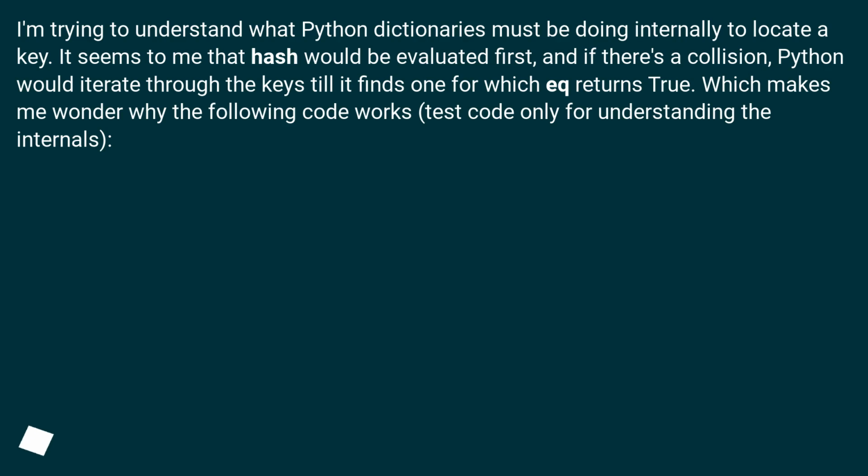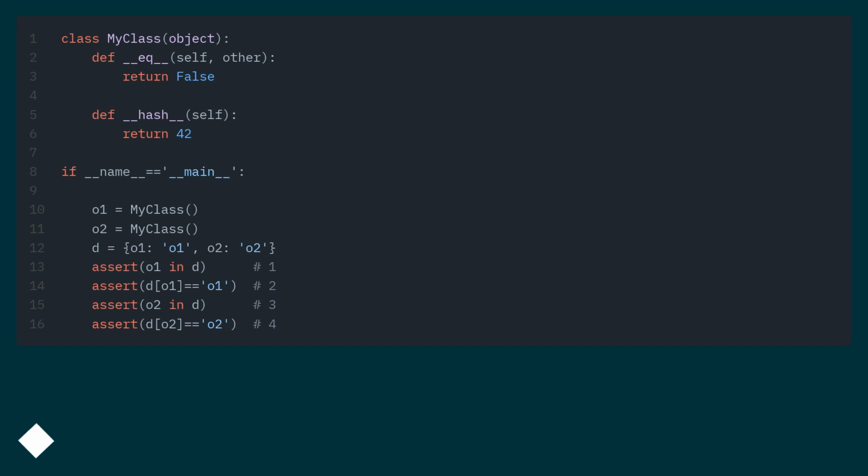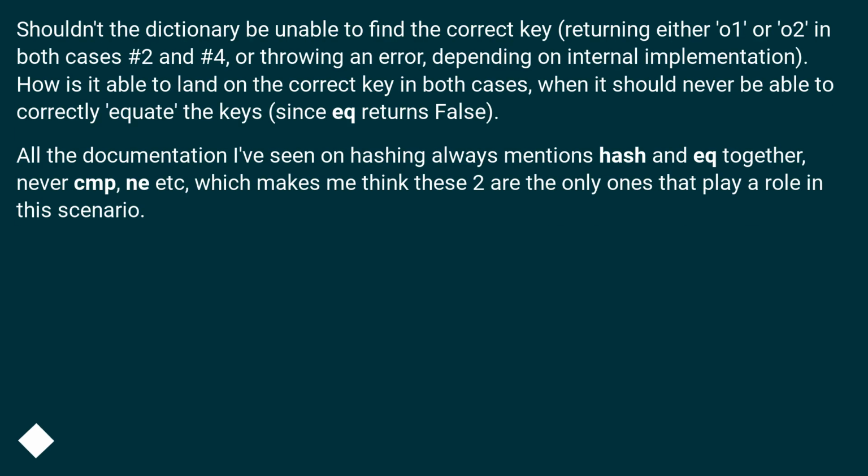Which makes me wonder why the following code works. It's test code only for understanding the internals. Shouldn't the dictionary be unable to find the correct key, returning either o1 or o2 in both cases, number 2 and number 4, or throwing an error, depending on internal implementation? How is it able to land on the correct key in both cases, when it should never be able to correctly equate the keys, since __eq__ returns false?